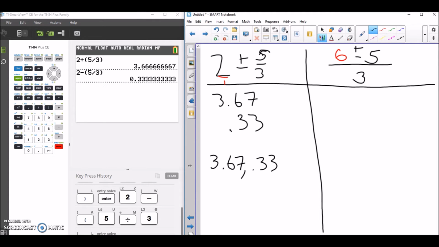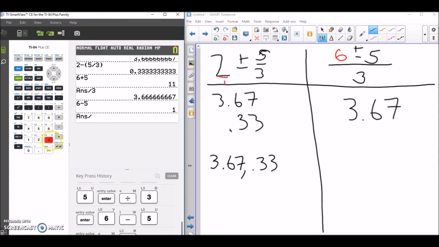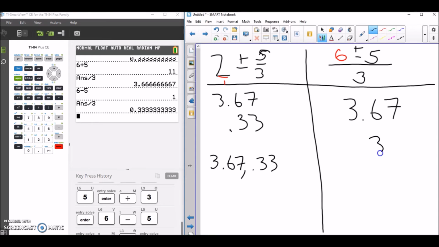If you did it this way, what would it look like on your calculator? Let's do the plus first. 6 plus 5, that's our numerator, divided by 3. 3.67. And now we do our minus. 6 minus 5, that's my numerator, divided by 3. 0.33. So again, it doesn't matter if you want to keep it as a number and a fraction or make it one big fraction, as long as you do so correctly. When we type them into our calculator, we should get the same answer either way.